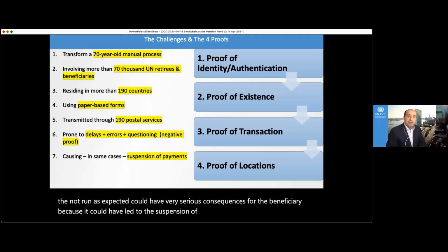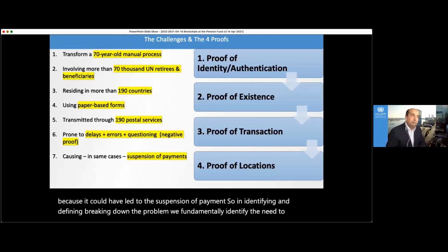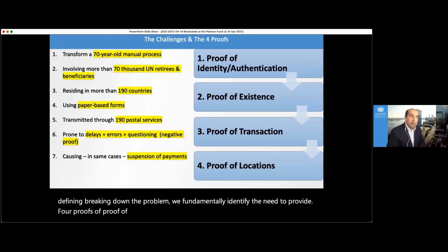So in defining and breaking down the problem, we fundamentally identified the need to provide four proofs: a proof of identity authentication, a proof of existence, proof of transaction, and proof of location.